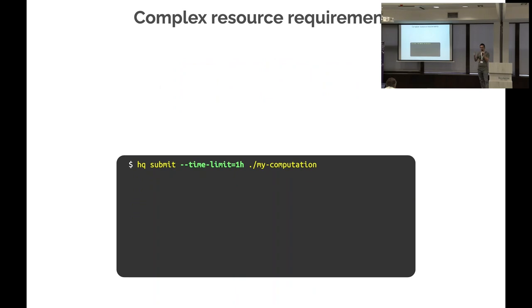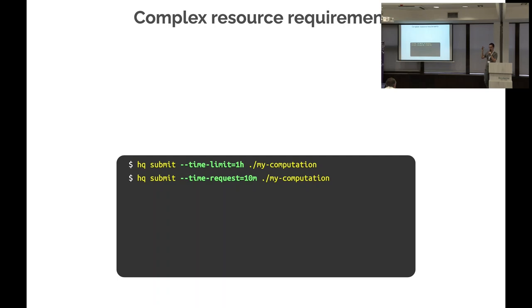In addition to these general resources, it also supports some more complex use cases. So for example, you can say that some task has a time limit, and if it runs for too long, HyperQueue will just cancel it, because maybe it did something wrong or there was some bug. You can also specify a time request, and this is again the opposite extreme. This says that the task needs to be executing for at least, for example, 10 minutes.